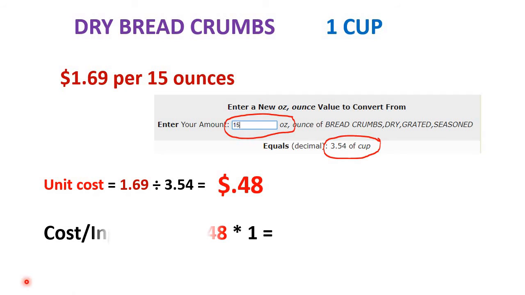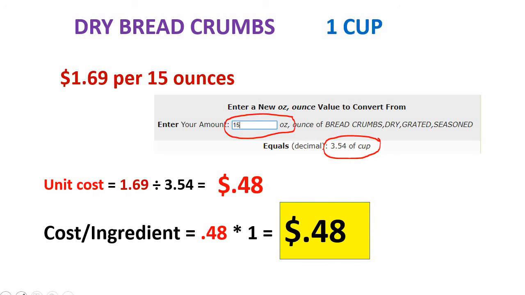And so how much do I pay then for breadcrumbs in my recipe? Well, it's the 48 cents per cup times 1 cup is what I need. So how much do we pay for our breadcrumbs? Excellent, 48 cents. What's next?